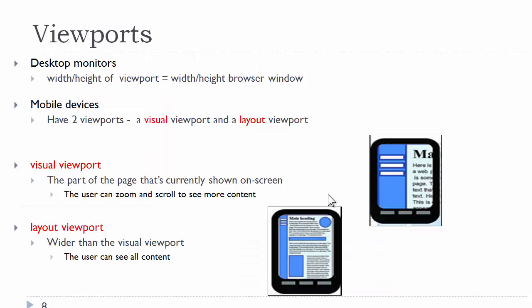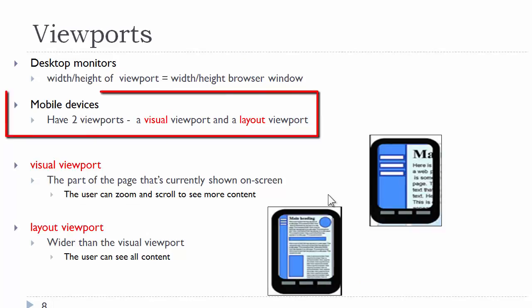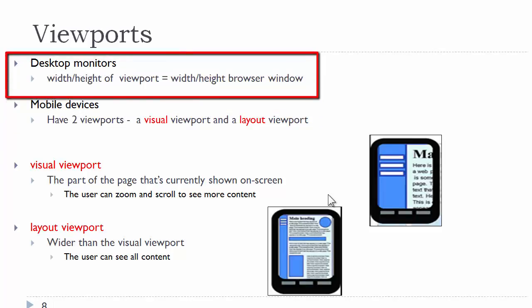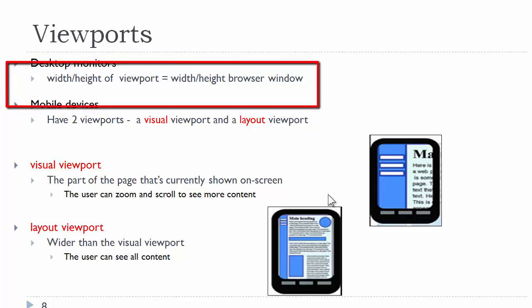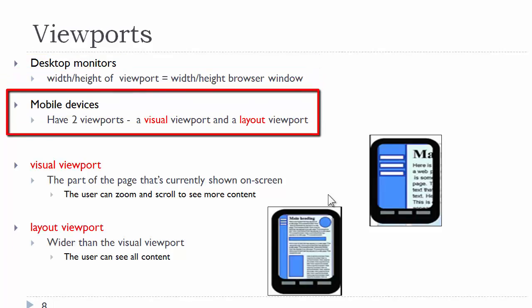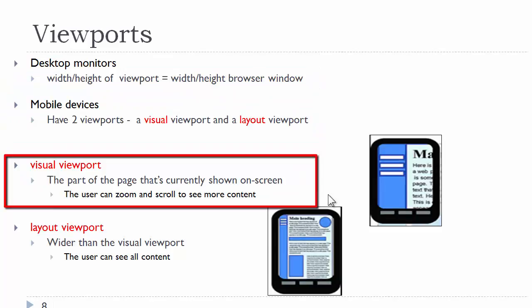So what we have are technically two viewports for the mobile devices. The desktop has one viewport. So the desktop resolution and the browser resolution are one and the same. On the mobile device, however, we have two viewports, a visual and a layout viewport. The visual viewport is what we actually see.